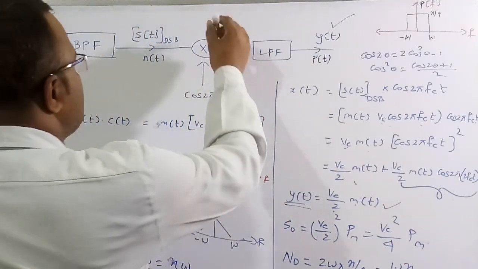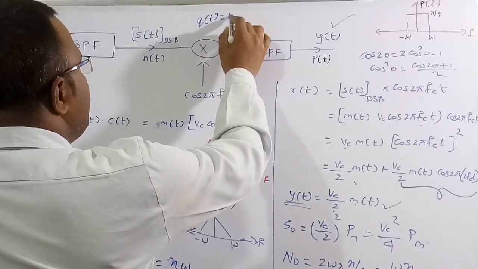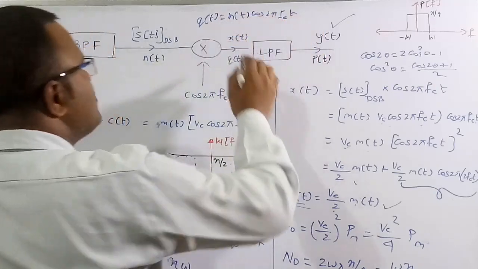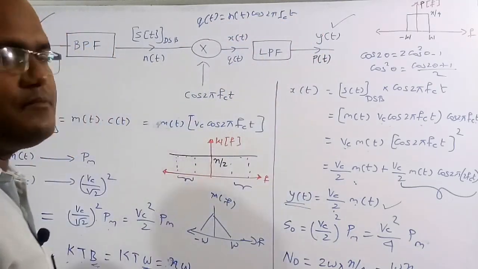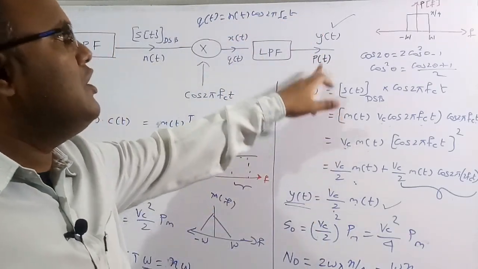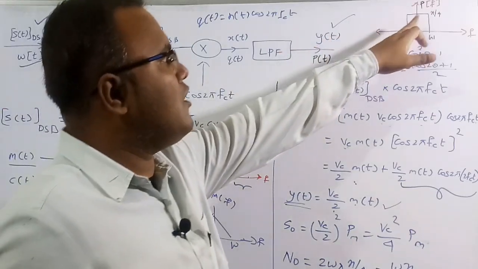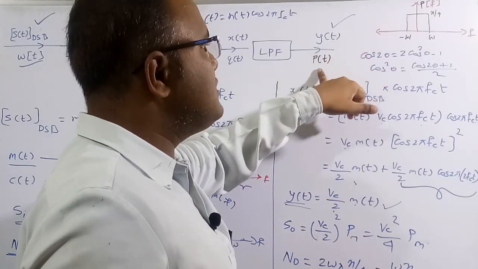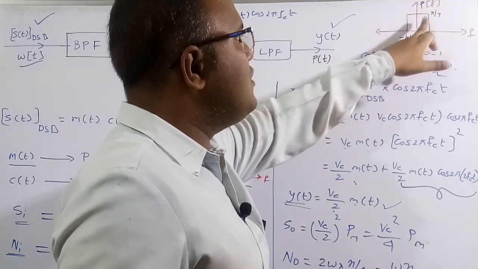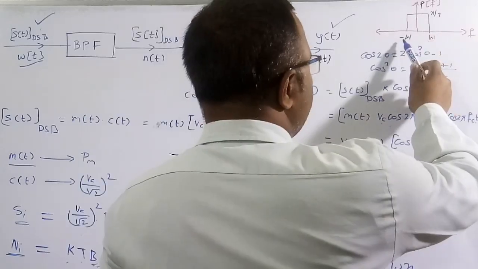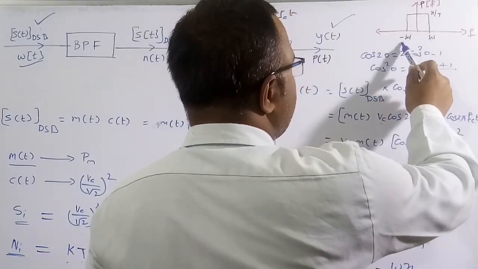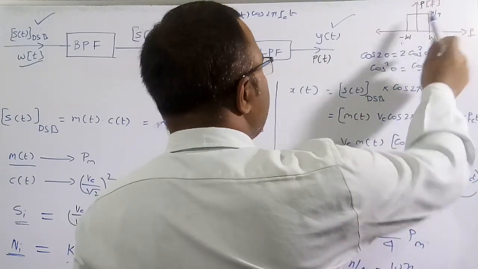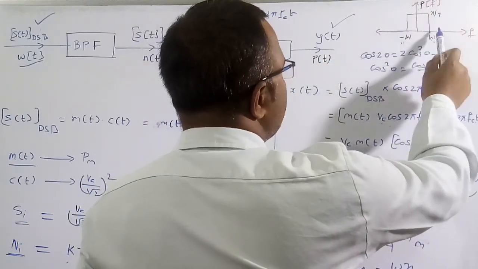So similarly Q of t is equal to N of t into cos 2 pi FCT, and then we have to pass this signal Q of t through a low pass filter. Then we are going to get some signal P of t. Finally I am going to draw the Fourier transform of this noise, its frequency range. The output will have some amount of noise, which is P of f, which has a value of eta by 4 for the range of minus W to plus W. In this range of minus W to plus W, this noise frequency waveform is eta by 4, and in all other ranges its value is 0.